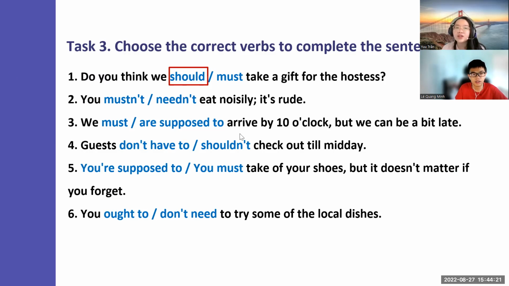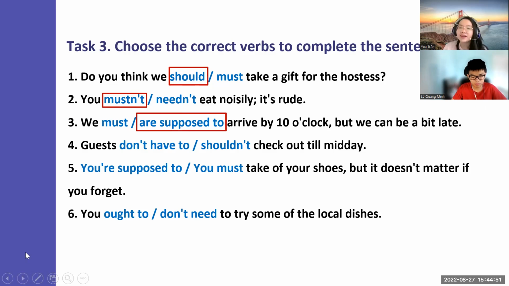Okay, and as for should, it is a positive thing. Right, number 2, you mustn't or you needn't. You mustn't eat noisily. That's right, you mustn't eat noisily. Number 3, we must or we are supposed to. Look at the sentence: we can be a bit late. So we are supposed to arrive by 10 o'clock. That's right. We are supposed to arrive by 10 o'clock, meaning that everyone has already agreed that we meet at 10 o'clock, right? But if anything happened, then it's okay. If anything happened, we can come a little bit late.